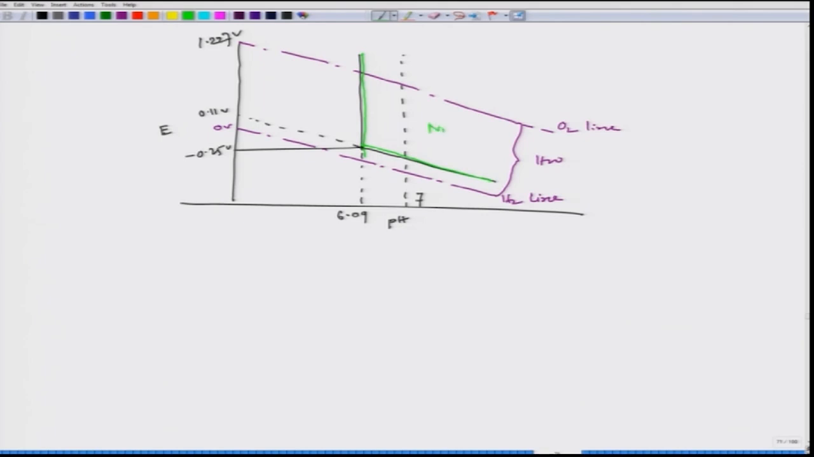This ion is NiO, NiOH whole 2, this ion is Ni plus plus, and this ion is Ni. So, this is my complete Pourbaix diagram.